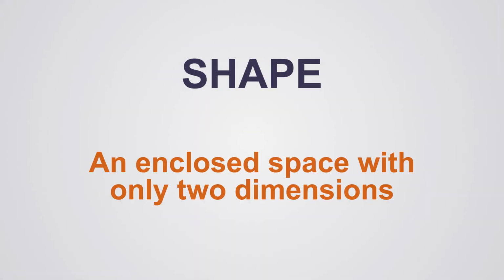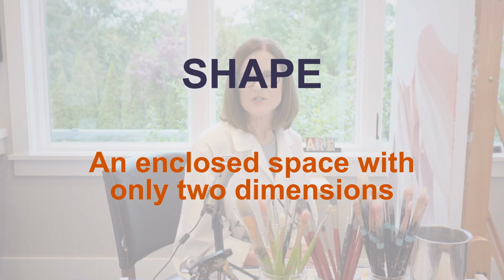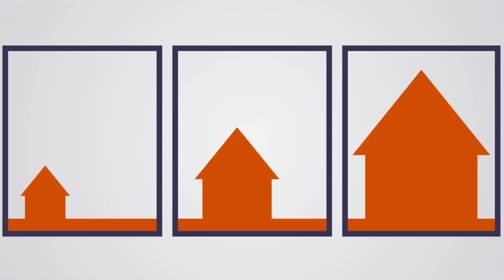Number 2 is shape. A shape is an enclosed space with only 2 dimensions, length and width. Shapes can be geometric, like squares and circles, or organic, like the irregular shapes we find in nature. And here's an important note. Whenever you create a positive shape in a painting, you're also creating the negative shape or space around it.